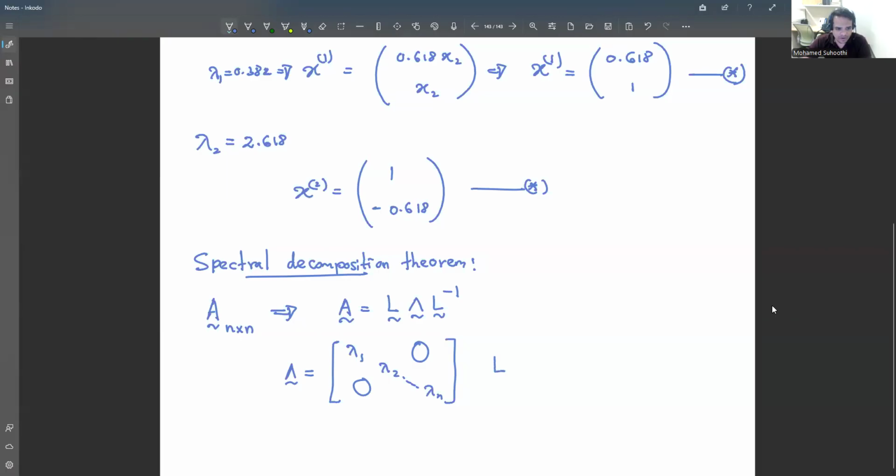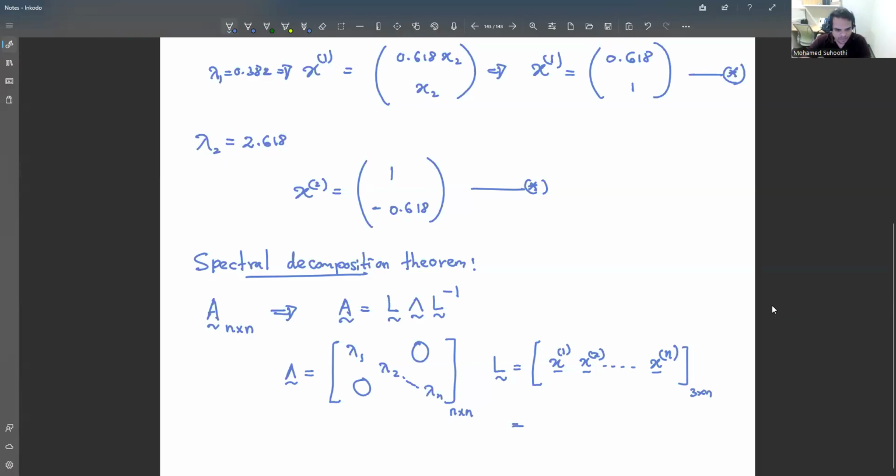Then what is matrix L? It is the eigenvector matrix, right? That means it is a matrix of eigenvectors: eigenvector 1, eigenvector 2, and so on. So this is actually n by n. This is an n by n matrix, and this one is a 3 by n matrix.